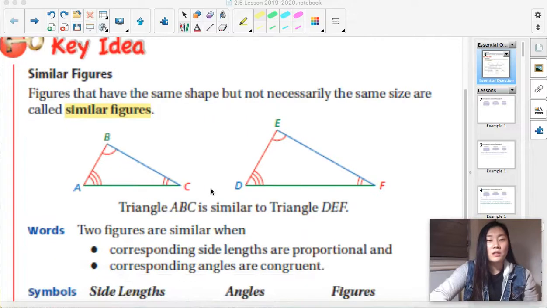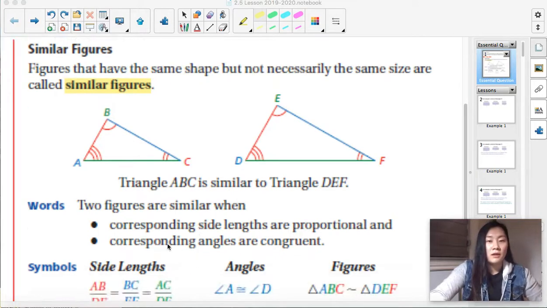And how can we tell whether two figures are similar? These two bullets, you have to make sure that these two bullets are satisfied. So the first bullet is corresponding side lengths are proportional. And the second one is corresponding angles are congruent. So what that means, we can talk a little bit about that.